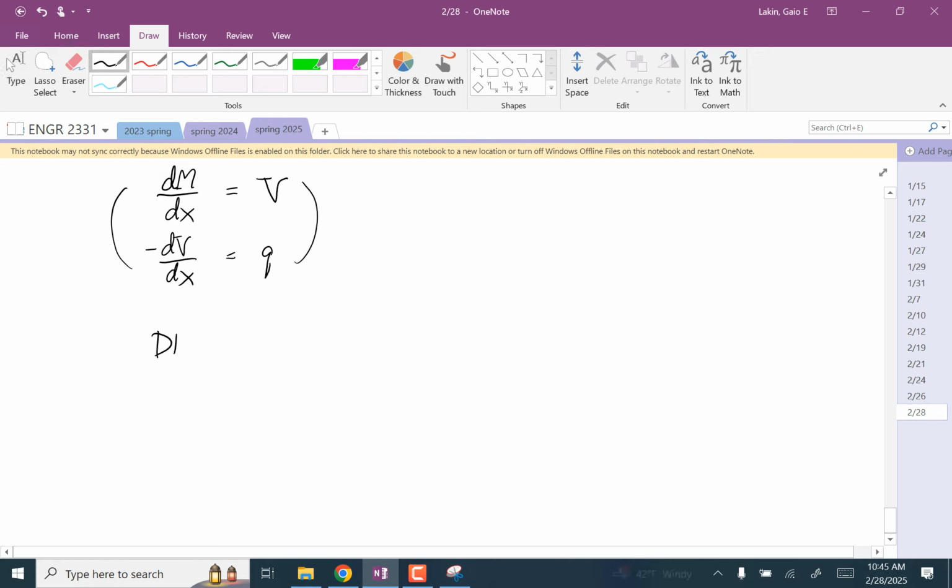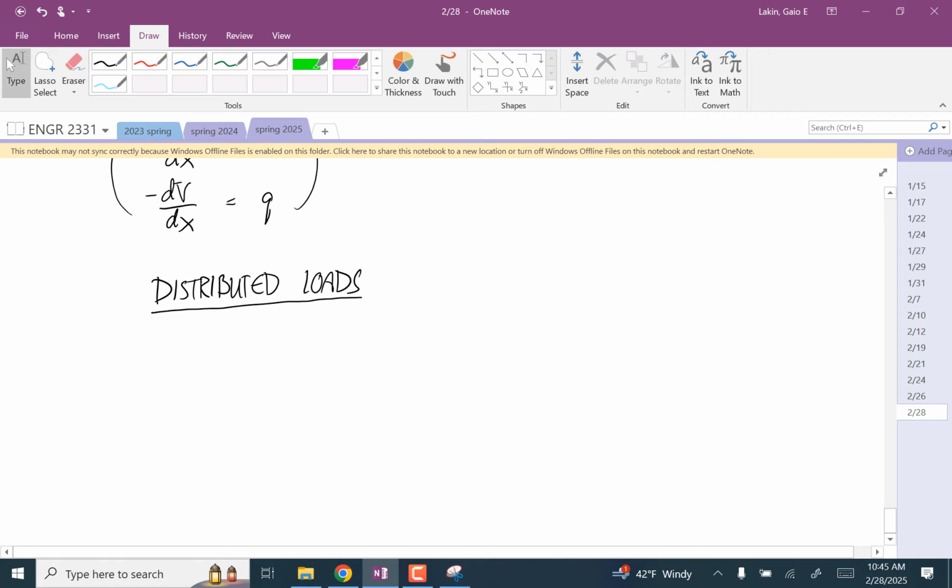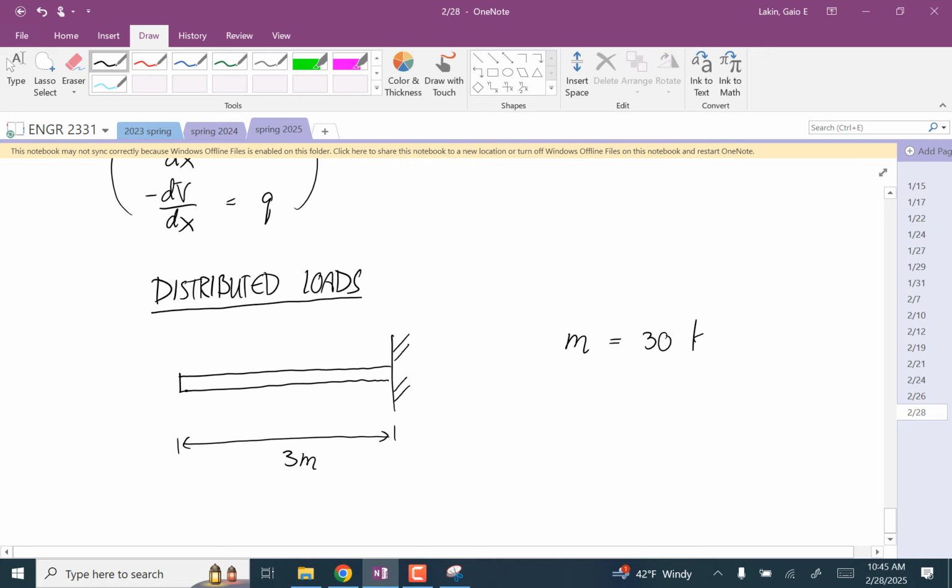So now we're going to do distributed loads. And remember that the weight always has to be treated as a distributed load. I'm going to do a really simple one so that we can get something done before class is over. I'm going to do a cantilever beam. I'm going to make it 3 meters long. And I'm going to say the mass of this beam is 30 kilograms.